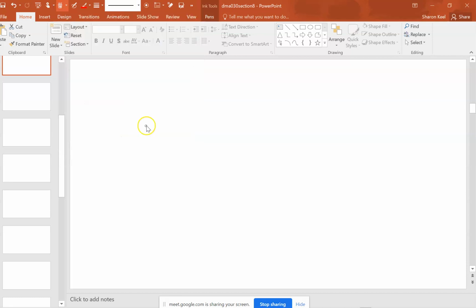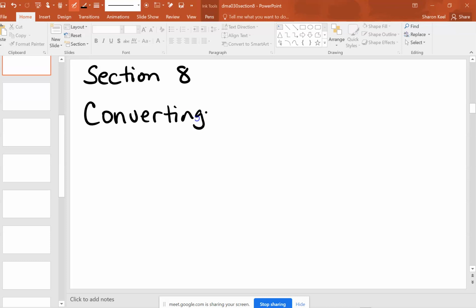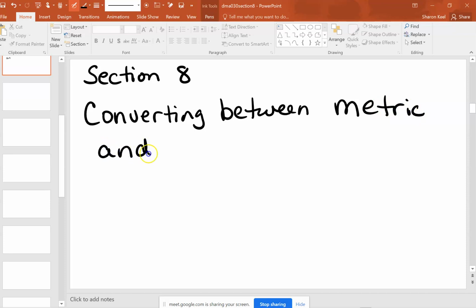We are looking at today Section 8. Section 8 is converting between metric and customary measurements.